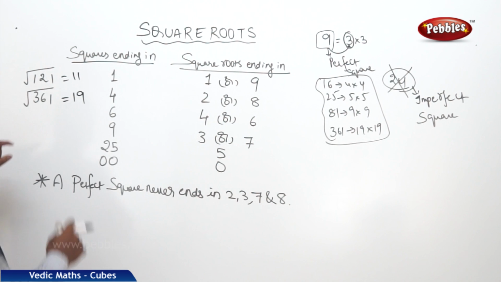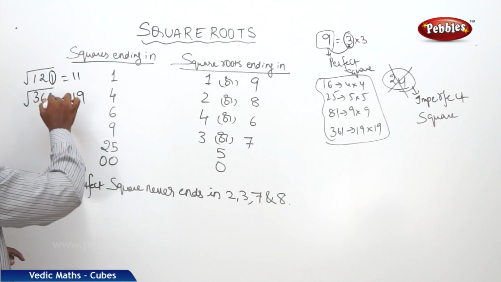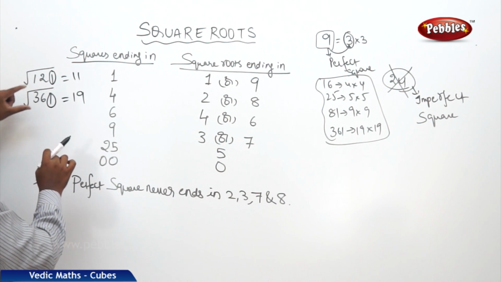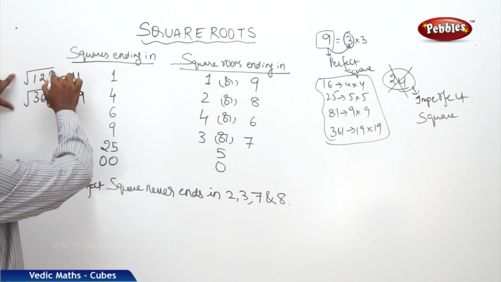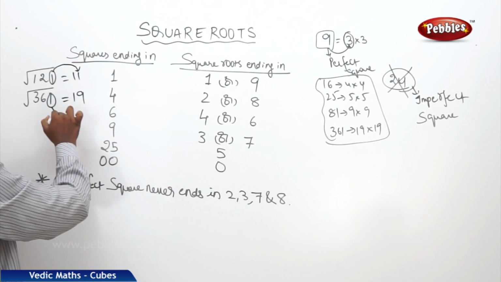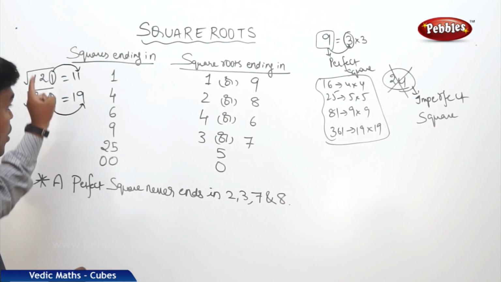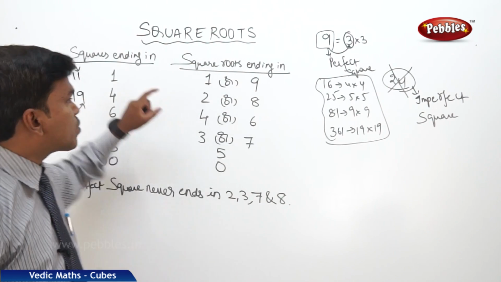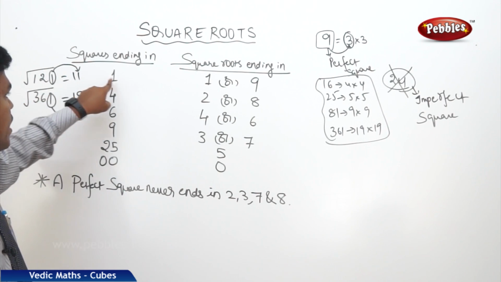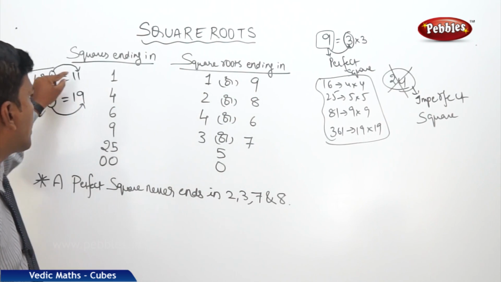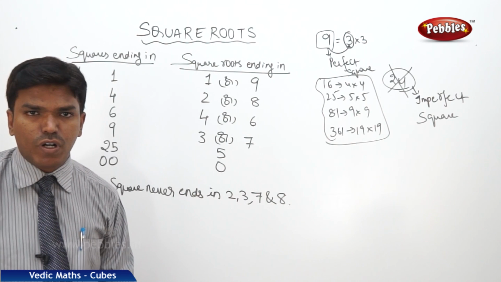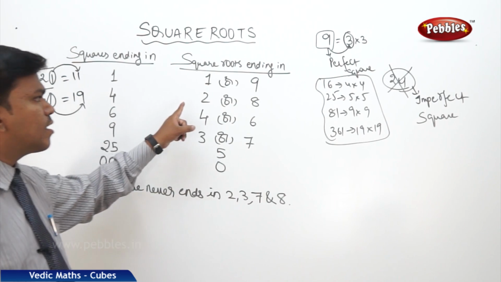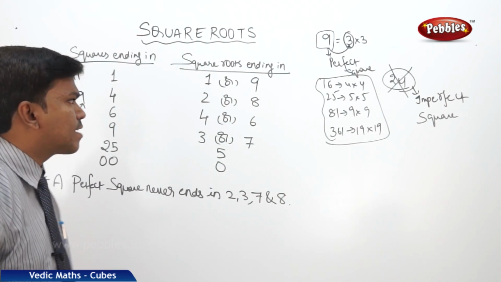Now both the square numbers are ending in 1 only. Yes or no? But even though both the square numbers end in 1, their square roots end in either 1 or 9. Yes or no? That's what I wrote here. If a square number is ending in 1, its square roots end in 1 or 9, like this. Got it? Similarly, suppose a square number is ending in 4, its square root should end in either 2 or 8.